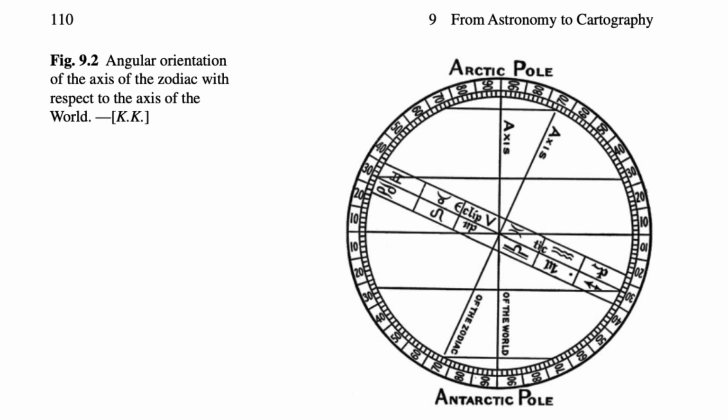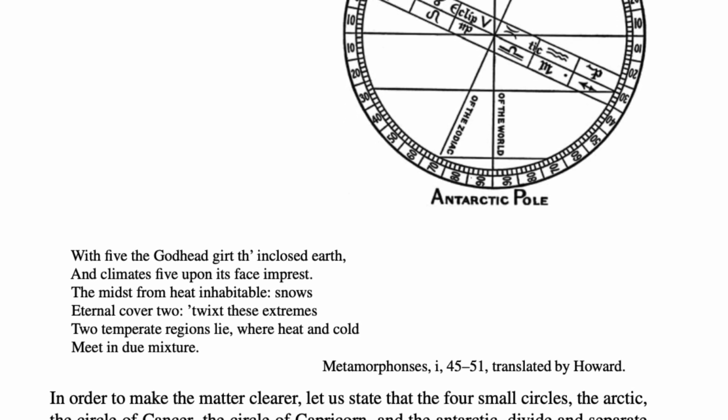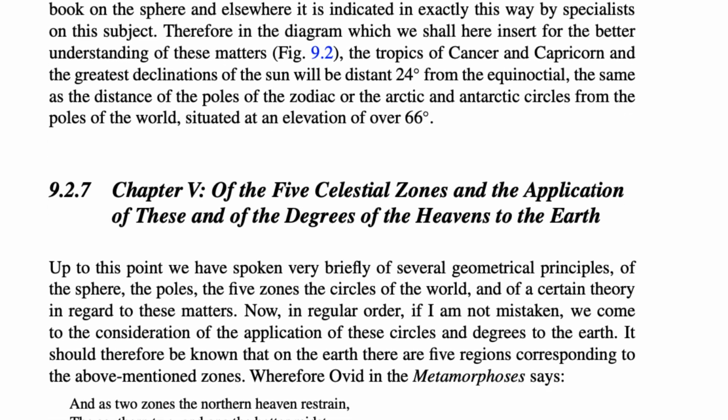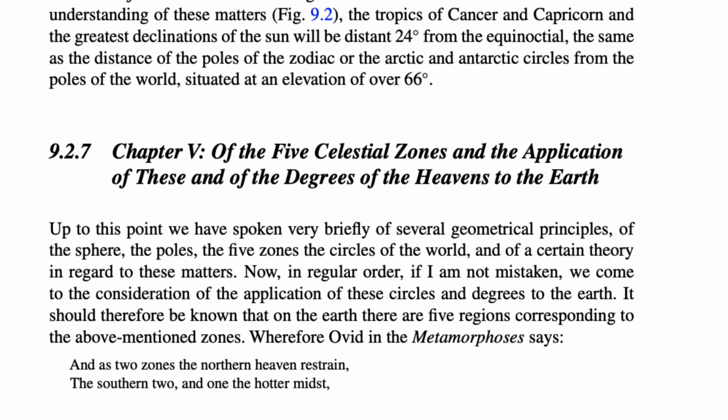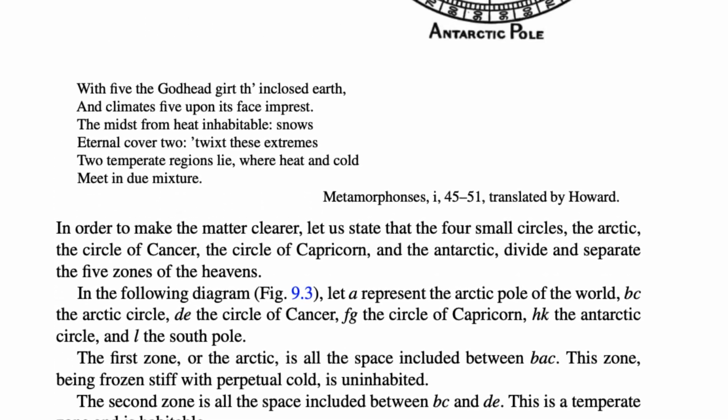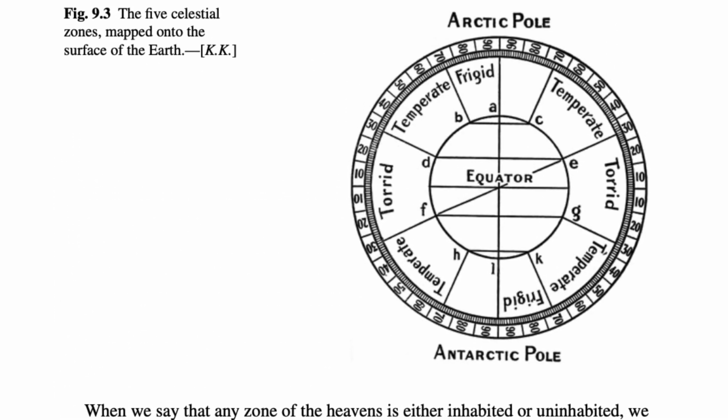Okay, and so let's now look at chapter 5. So the next chapter, chapter 5, he says, of the 5 celestial zones and the application of these and of the degrees of the heavens to the earth. Now this is where, after having this entire time been talking about astronomy and the divisions of this celestial sphere into zones and degrees and tropics and so on, now he's going to show how this can be applied to maps of the earth. So he's going to take this sphere and project these lines down onto the surface of the earth. And that is what he is doing then in figure 9.3.